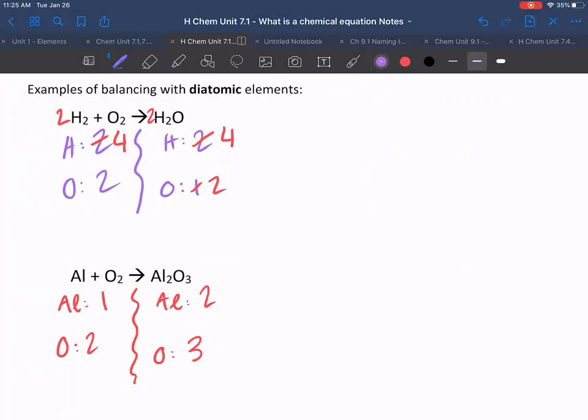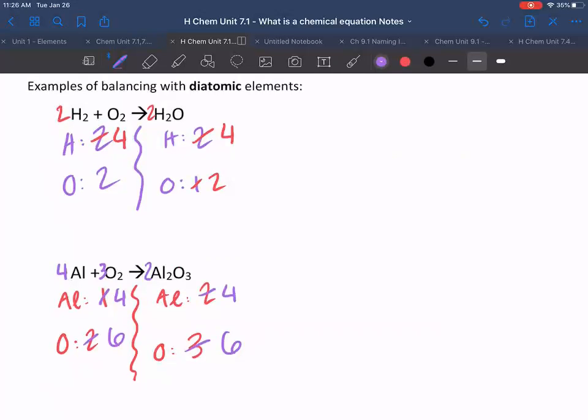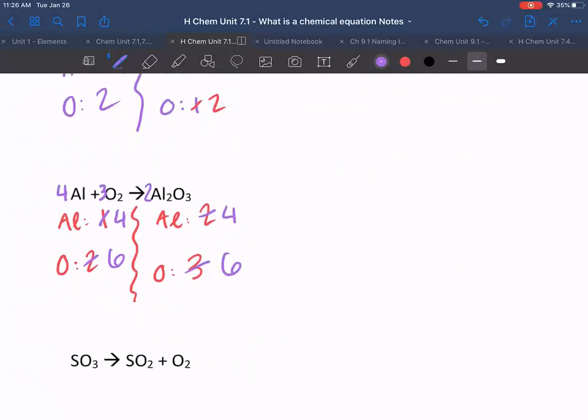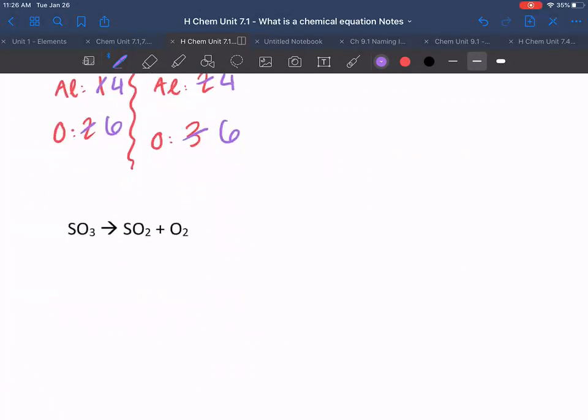So let's start by multiplying one of them to get to 6. So I'm just going to start on the right side with Al2O3. I'm going to give that a 2. That changes aluminum to 4, oxygen to 6. And so on the left side, now we just have to throw a 4 in front of aluminum and a 3 in front of oxygen. So I like to start by adjusting the molecules that have both of the compounds in there to see what my ending quantities would look like. All right, next one.